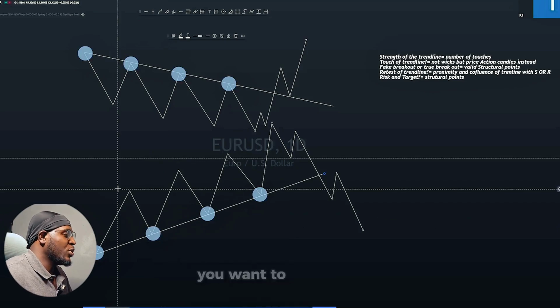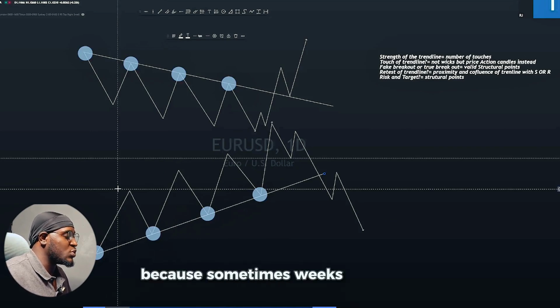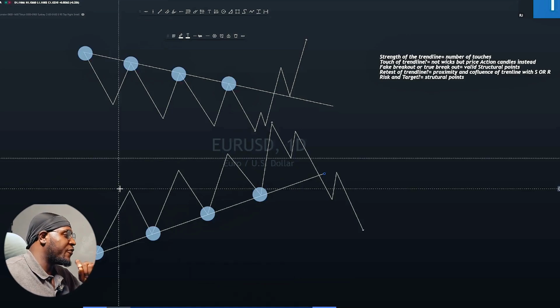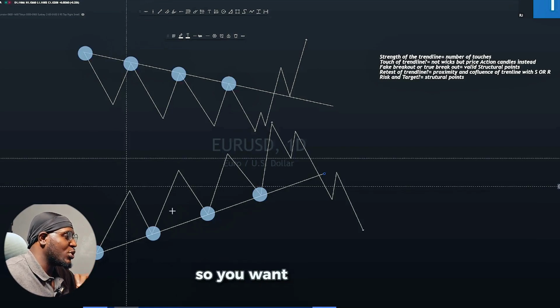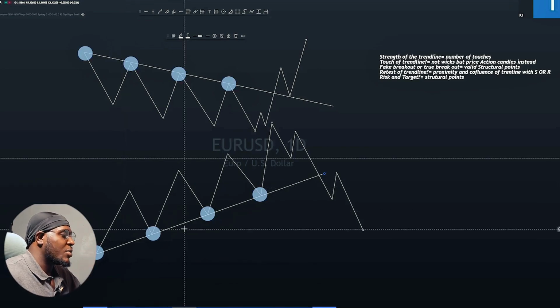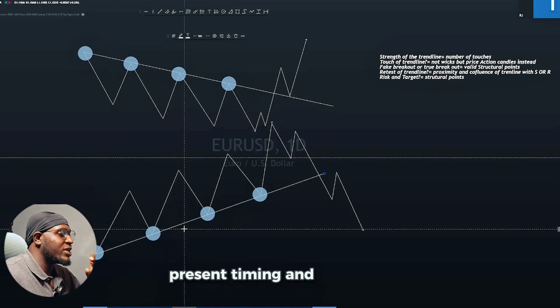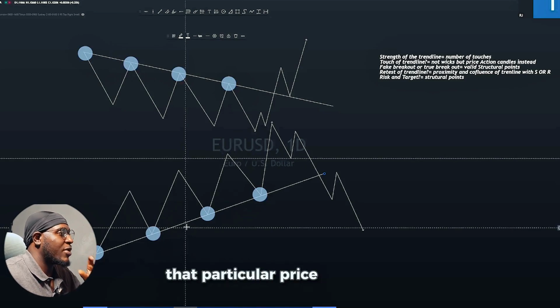In fact, when you want to draw your trend line, you just don't want to draw your trend line based off the wicks, because sometimes wicks are only fake outs and only sweeps of liquidity in the market. So you want to focus more on the candlestick, because that gives you a true definition of the presence, timing and longevity of buyers or sellers at that particular price or time.